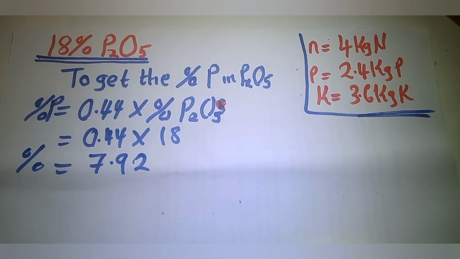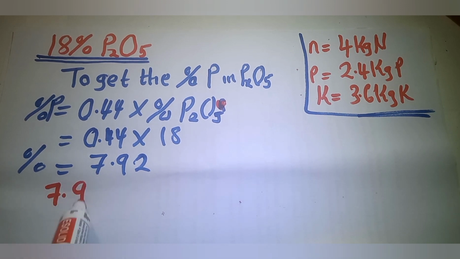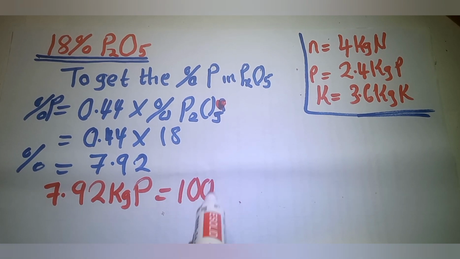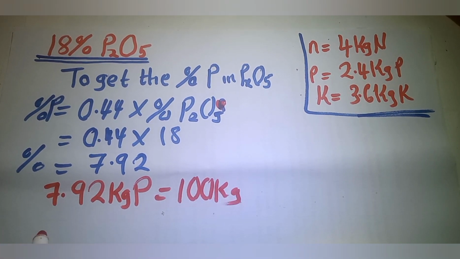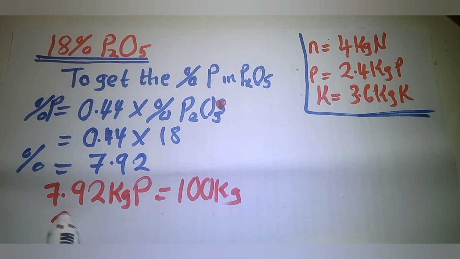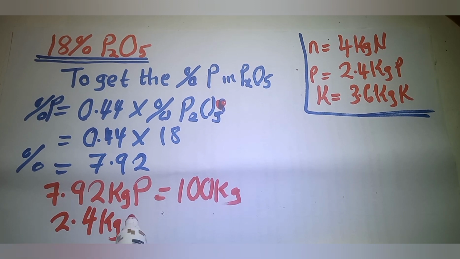After getting the percentage of phosphorus in this compound, you can now equate this percent as 100%, that is, 100 kilograms. So that will give me 7.92 kilograms of P equals 100 kilograms. Then what's the value of my P here? My P is 2.4 kilograms of P. So 2.4 kilograms of P will be equal to X. That is, I want to calculate the amount of phosphorus that I'm going to be using out of 2.4 kilograms.